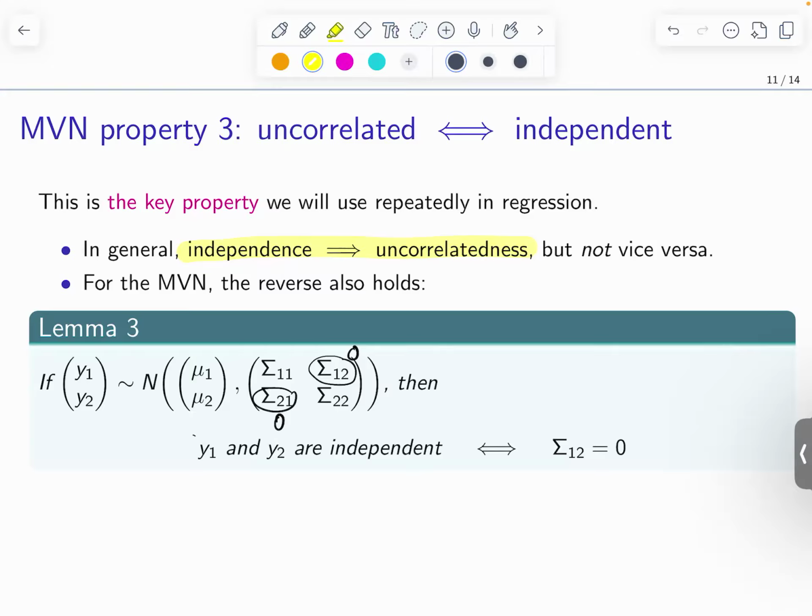Two random variables that are uncorrelated are not necessarily independent. Two random variables that are independent are necessarily uncorrelated. So independence is strong here. What this result is saying is that in the normal distribution, they're equivalent.